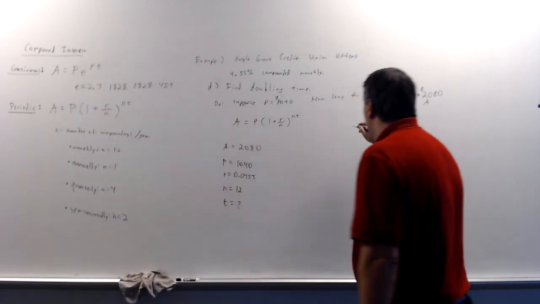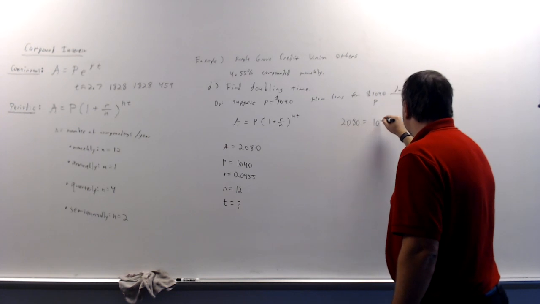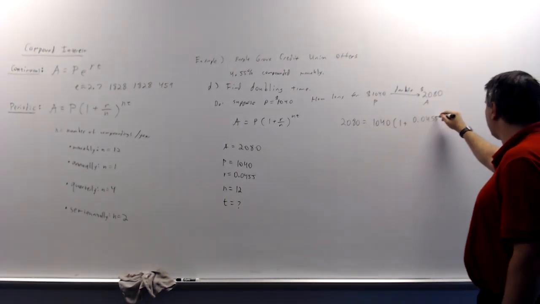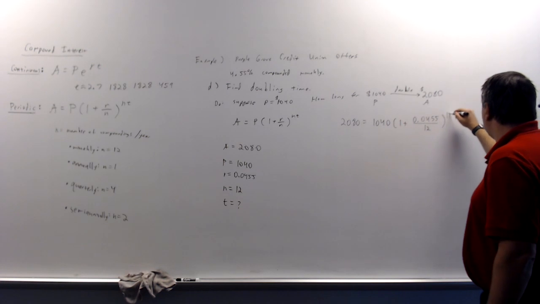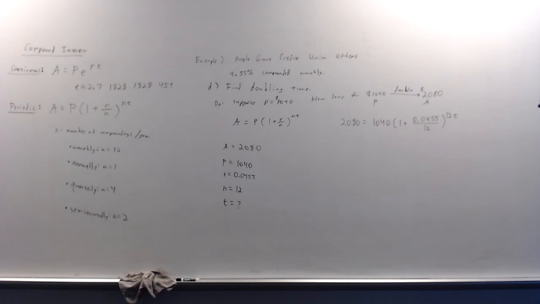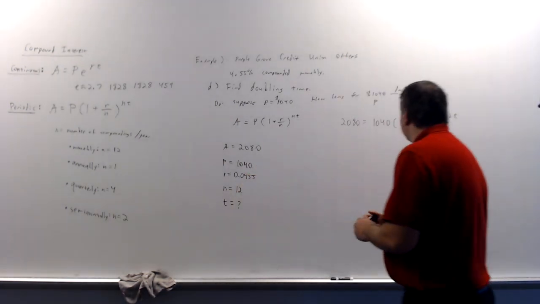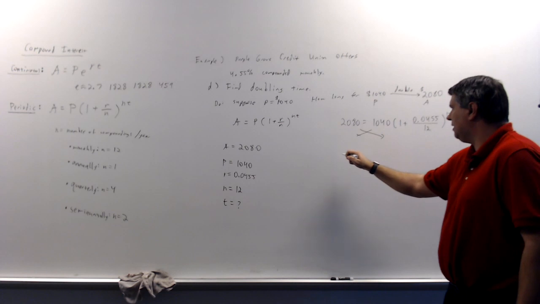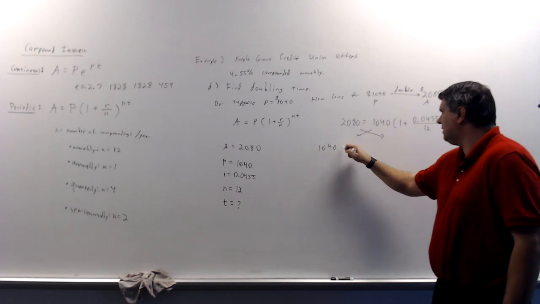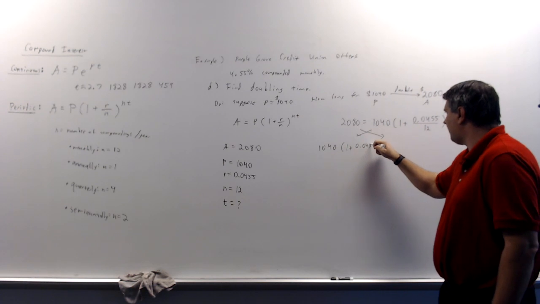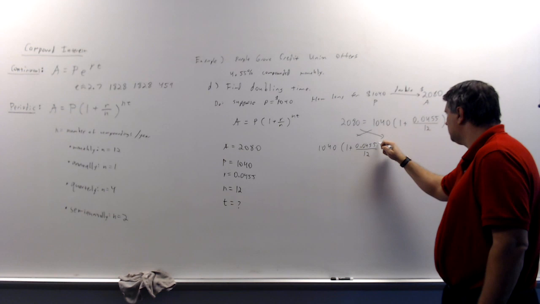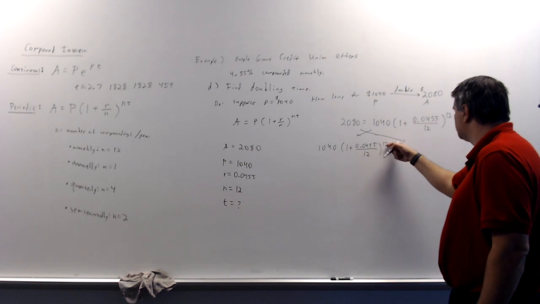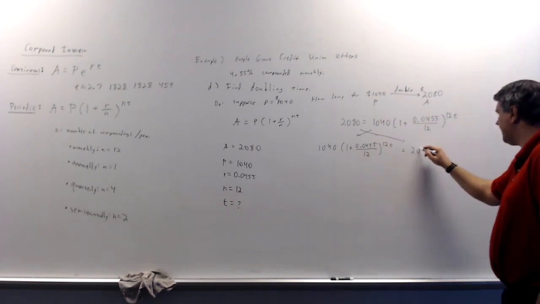So how long for 2080 to equal 1,040 times 1 plus 0.0455 over 12 to the 12t power? Okay. Well, this is my unknown, so I'm going to switch the sides so my unknown is on the left. So 1,040 times 1 plus 0.0455 over 12 to the 12t power, how long will it take for it to equal 2,080?